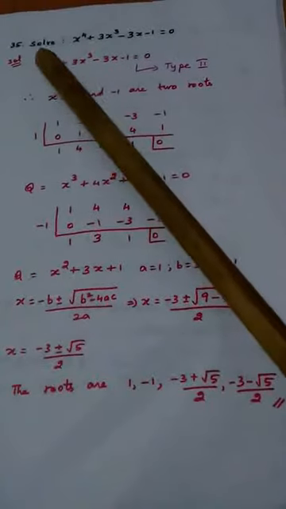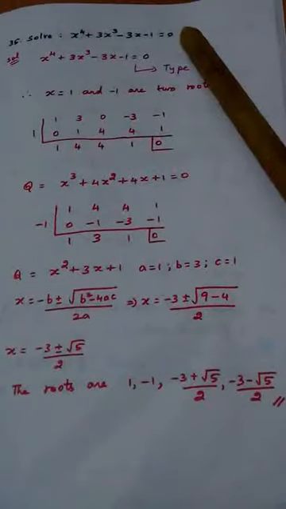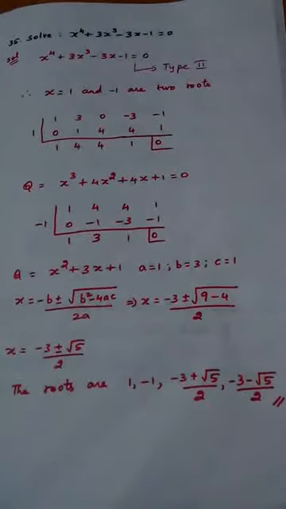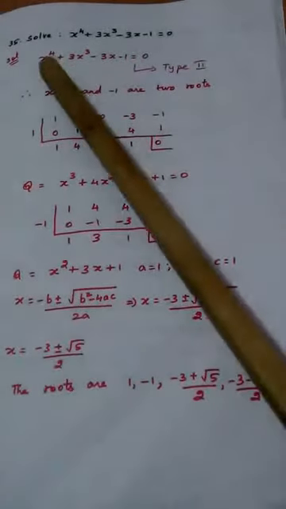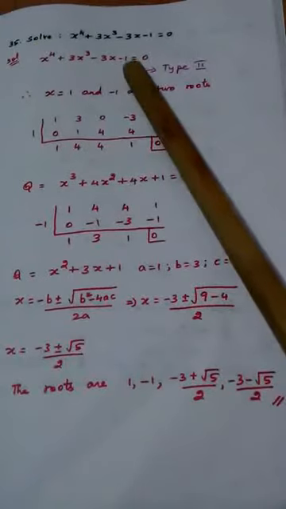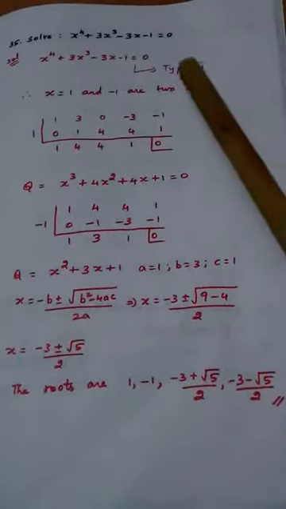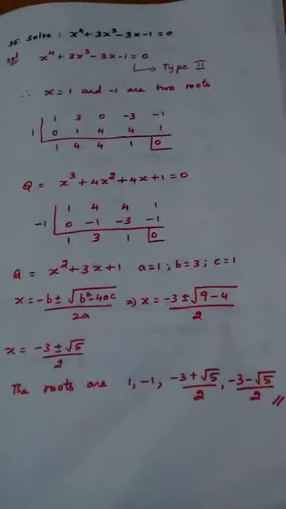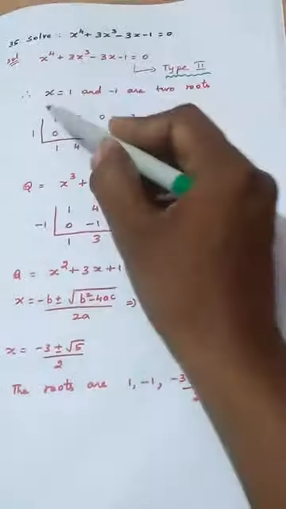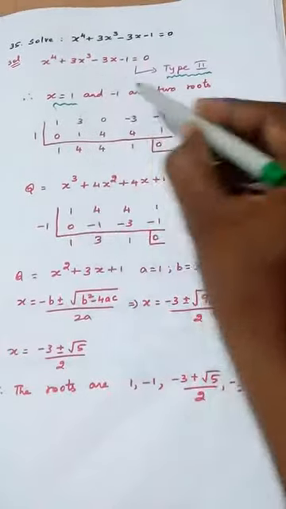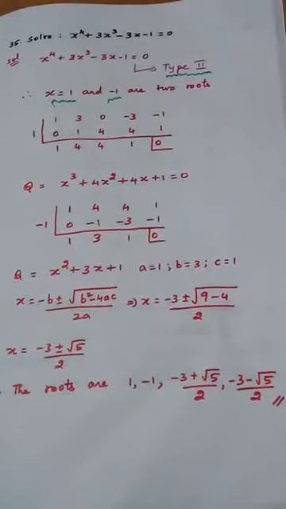Okay, question number 35. Solve one fourth degree equation was given. Since it is a fourth degree equation, we know it will have 4 answers. Now I am telling this is a type 2 reciprocal equation because see, first coefficient is 1, last coefficient is minus 1, next plus 3 and minus 3. So this is a type 2 equation, and we should know one thing for type 2 equations. Whenever we are having type 2 equations, we can write this easily: x is equal to 1 and minus 1 will definitely be the two roots of a type 2 equation.